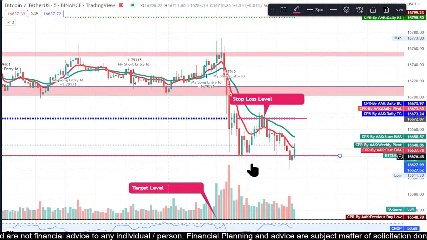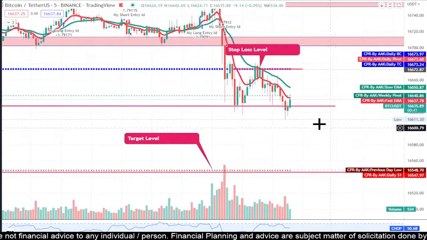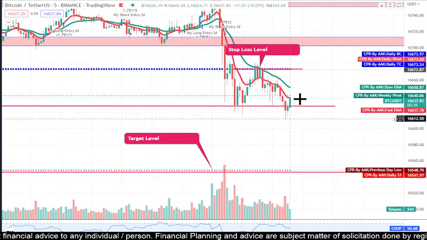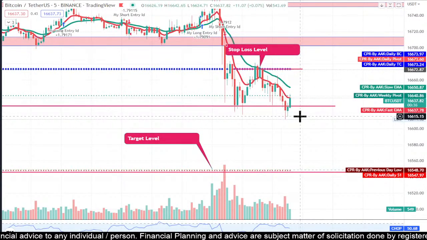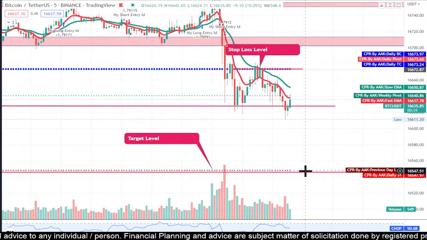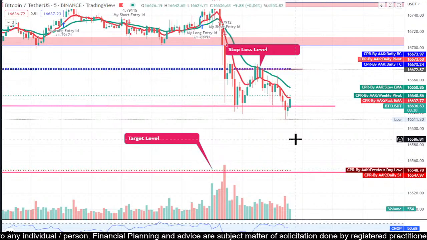Once we break that particular pivot, which was formed yesterday, and we start making candles below this particular line, then we will move towards our target of this level, which is 550 points.